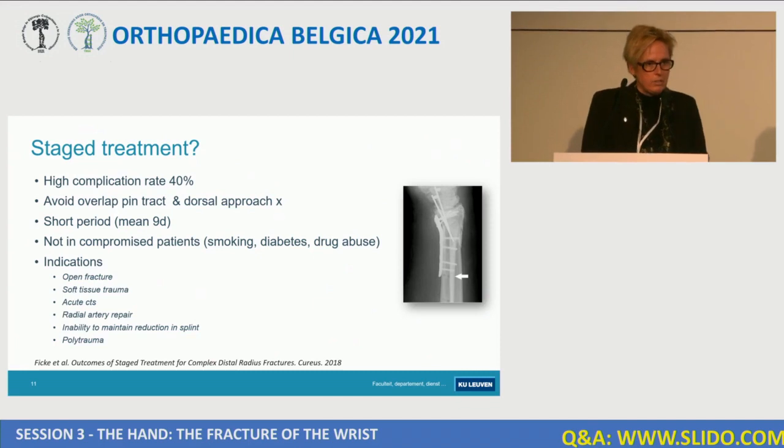The complication in stage treatment can be an option, is often chosen for, but a short period in between secondary surgery is needed, and we have to avoid overlap of the pin tract surgery and avoid dorsal approach, certainly in compromised patients. The indications can be open fracture, soft tissue trauma, neurotrauma, radial artery repair, and certainly implants, polytrauma, and the inability to maintain reduction in a splint.